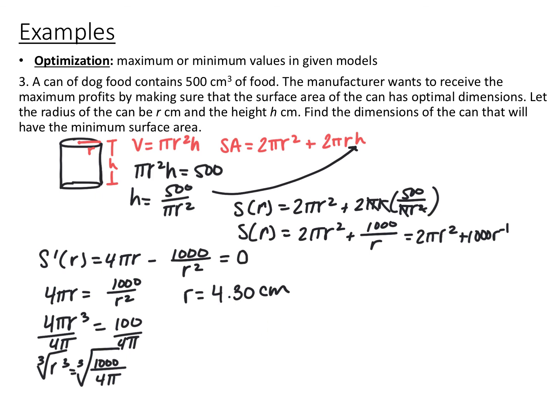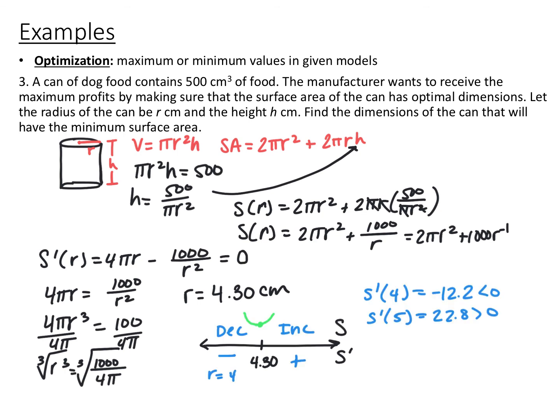Since this is the only stationary point, this would have to be our solution, but I want to test just to make sure that it really is a local minimum to minimize this surface area. So what I'm going to do is test a point that is slightly smaller than 4.30 and slightly bigger than 4.30 and check to see if my derivative goes from negative to positive, or my original function goes from decreasing to increasing.